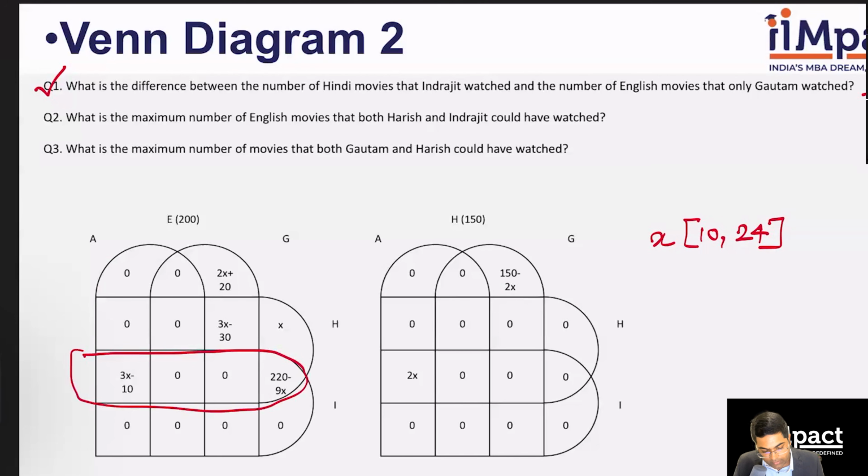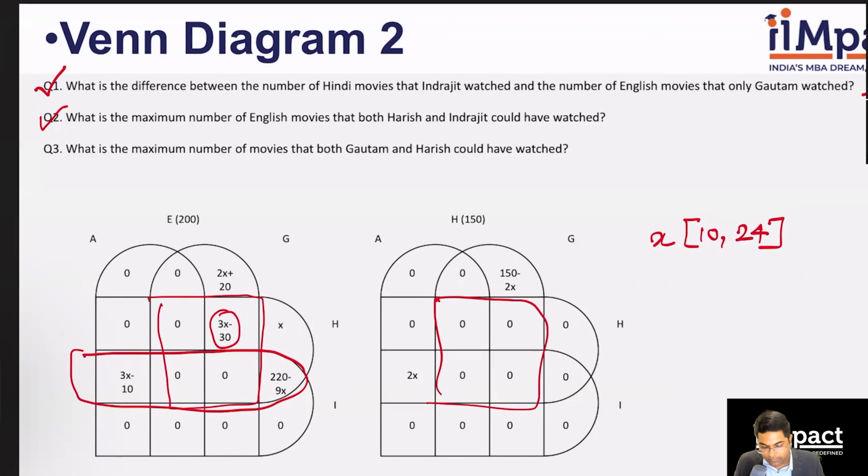So now this turns out to be 230 minus 6x. Since x is negative here, I will take the minimum value of x and I will get my answer. Correct, guys? Very straightforward. What is the maximum number of movies that both Gautam and Harish could have watched? Gautam and Harish here is 3x minus 30, and this is 0.